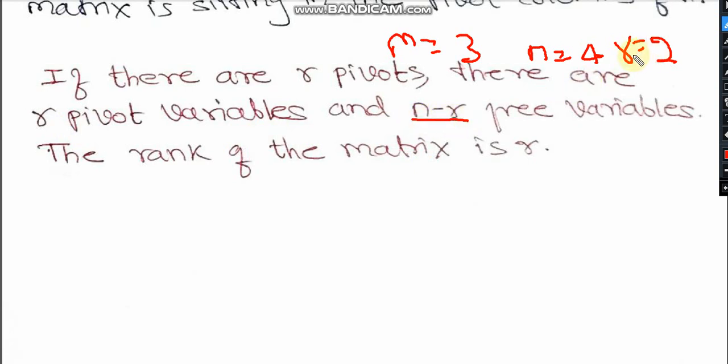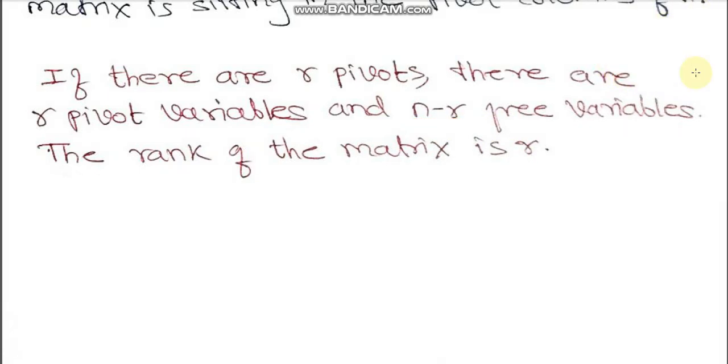When you look into the matrix, if there are two pivot elements, the third row is not having a pivot element, and that we call a free variable. So here automatically you will have n minus r free variables, that is 4 minus 2, so you have 2 free variables. And the rank of the matrix, we call the number of pivot elements itself the rank of the matrix.